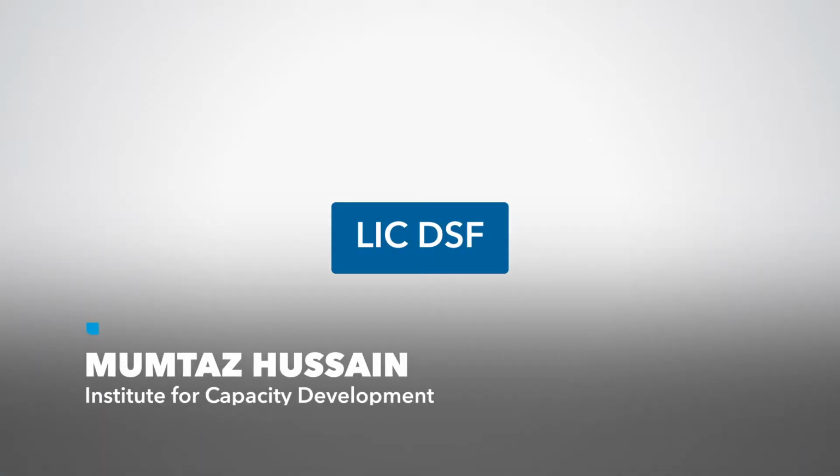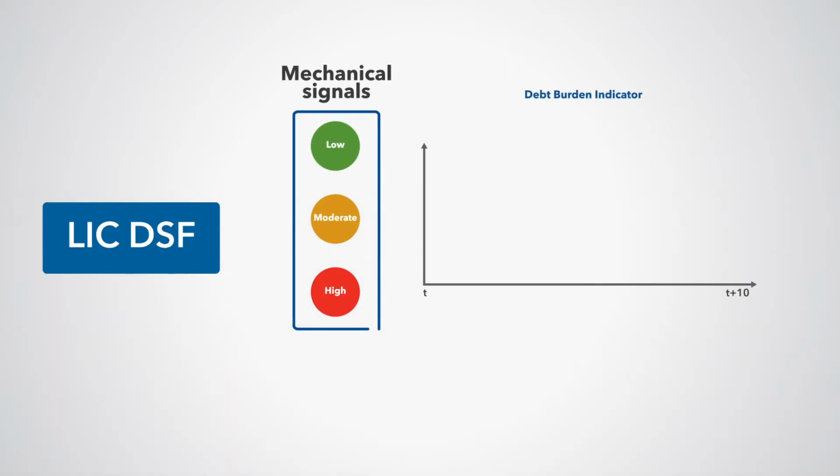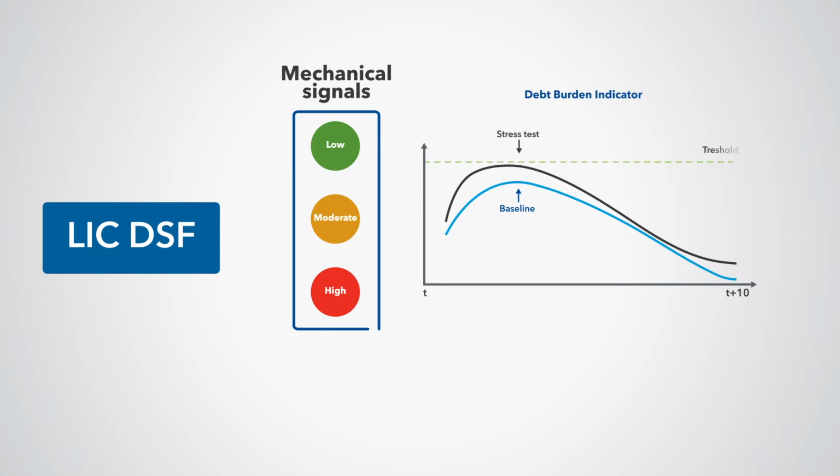The LIC DSF produces mechanical signals for the risk of debt distress by comparing projected values of each debt burden indicator under the baseline and stress test scenarios against the corresponding thresholds. These mechanical signals are drawn from data for the first 11 years of the projection period.